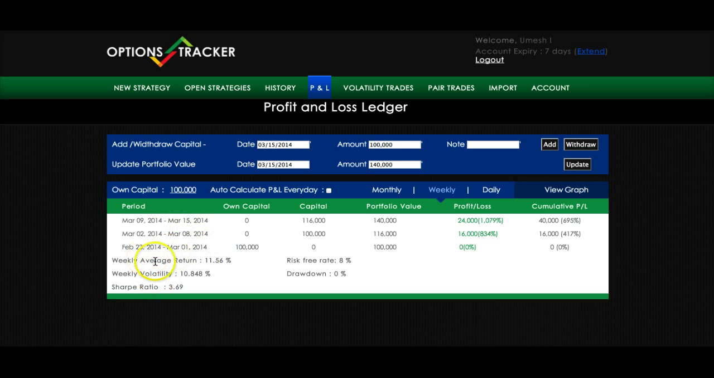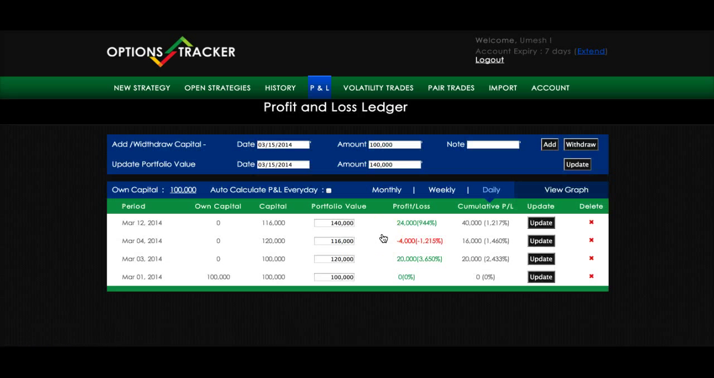It also gives you the weekly average return, the weekly volatility, which is the standard deviation, and the Sharpe ratio. The risk-free rate which we use for the Sharpe ratio is 8%, and the drawdown, because there has been no loss in any of the weeks, the drawdown is 0. If there was a loss, it would also give you details of your drawdown.